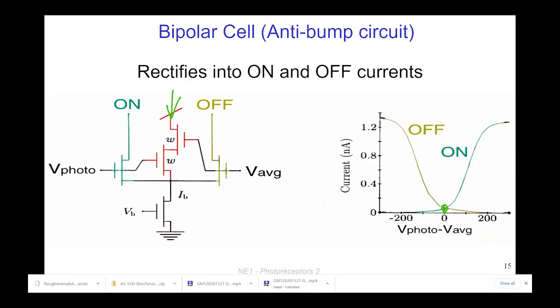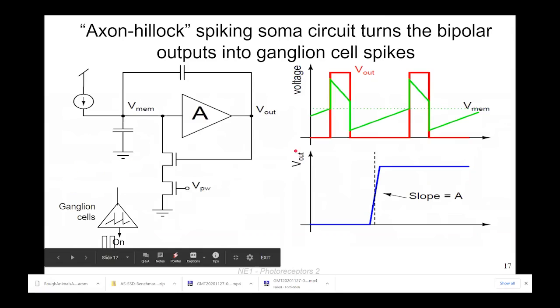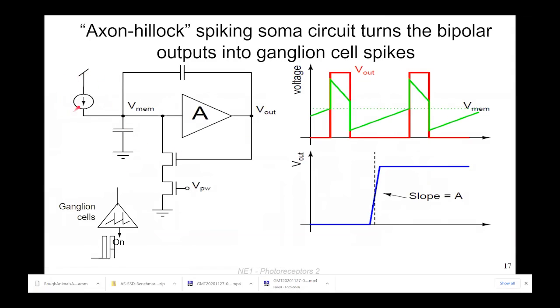It's a little bit like the C2F circuit. So let me clear this drawing here. Go back to this. Yeah. So take that current from the on and off and feed it into this axon hillock circuit.